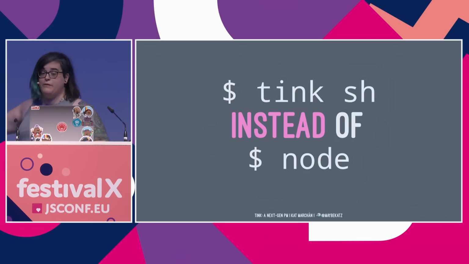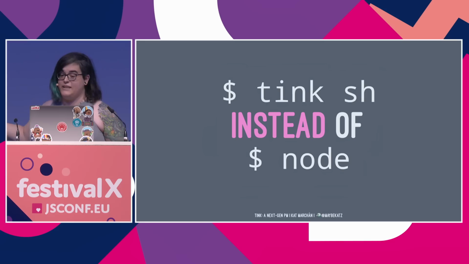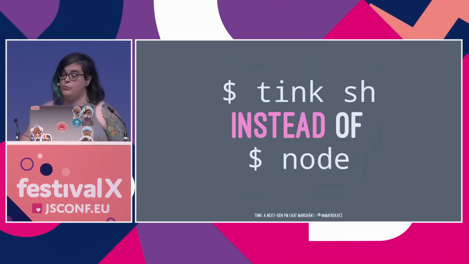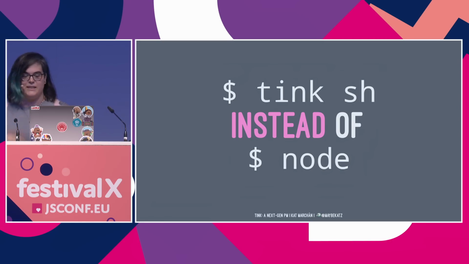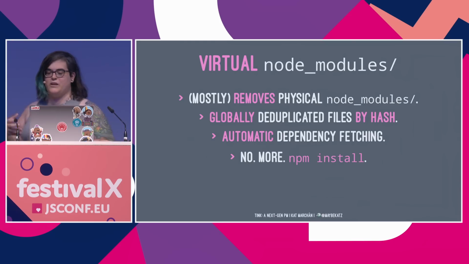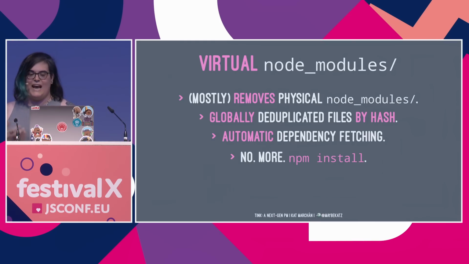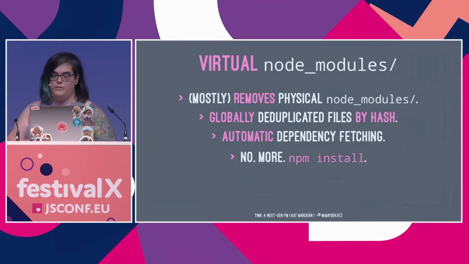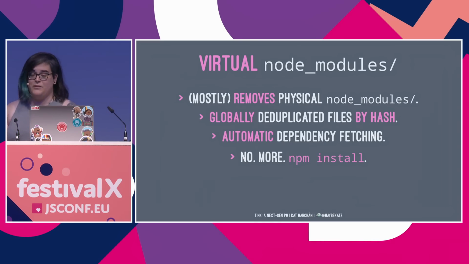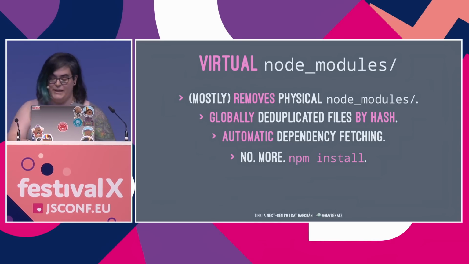You literally stop invoking Node yourself, and you use this new tool called Tink instead. It has a subcommand called shell that wraps Node and adds a few patches to FS to make it work its magic. What magic? Well, virtual node_modules. The big idea is that if we control the runtime, we control what happens when someone tries to read from node_modules. And once we can do that at the runtime level, all sorts of things start happening.